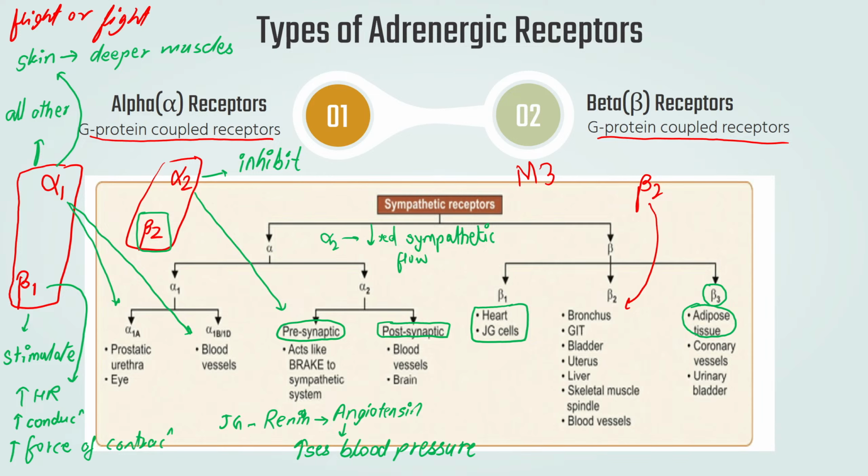M3 क्या करता था? ब्रोंकोकंस्ट्रिक्शन करता था. तो बीटा 2 क्या करेगा? ब्रोंको डायलेशन. ऐसा ही याद रखना. Always the opposite action. If you remember the parasympathetic actions, you can more or less guess what will be the sympathetic actions.